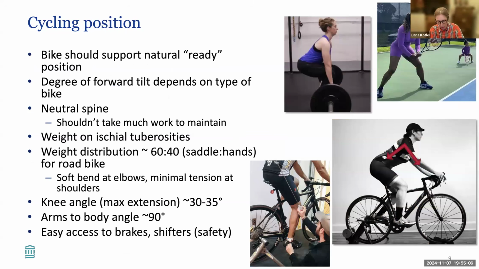So appropriate position on the bike should be a pretty easy to maintain position. You're on a regular road or mountain bike. You're essentially upright with a bit of forward tilt, and it should be a very neutral position.